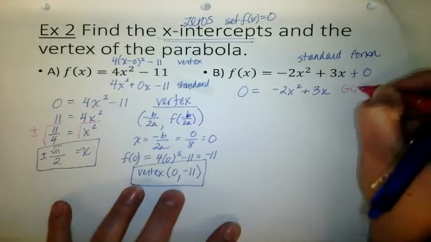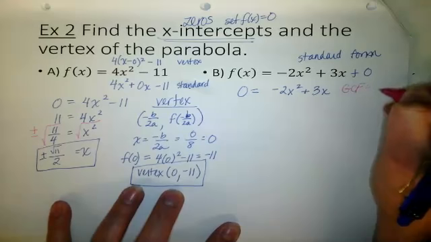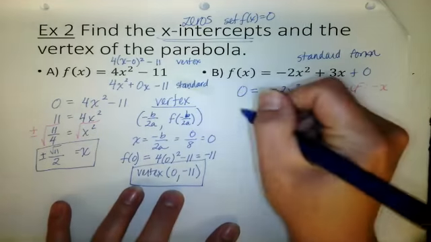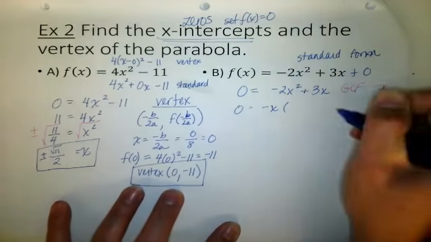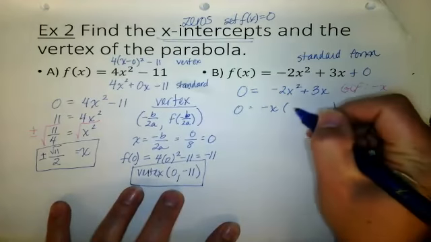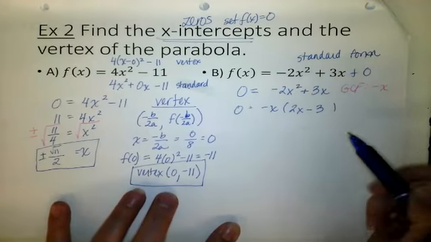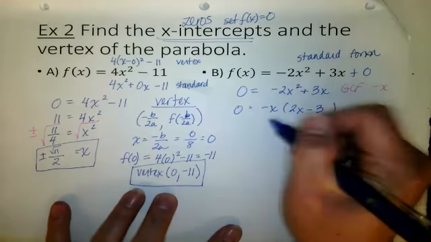There is a greatest common factor of x. I'm actually going to take out negative x. Can I do that? Absolutely. So negative x comes out. What's left behind? 2x minus 2x minus 3. So I can factor sometimes, and that's going to be the easiest route to take.